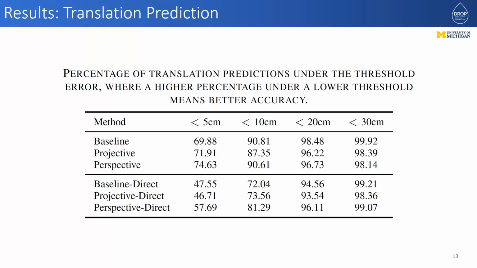This table shows the translation prediction accuracy for the three different network variants, along with their direct method equivalents, where a higher percentage under a lower threshold error means better accuracy. Considering the sub 5 cm error column, the perspective variant significantly outperforms the baseline, while the projective variant shows some improvement. All of the direct methods show significant degradation in performance compared to the methods that regress an intermediate silhouette representation, indicating that even though the silhouettes are not directly used in the translation prediction branch, they enhance the network's ability to learn feature scaling.